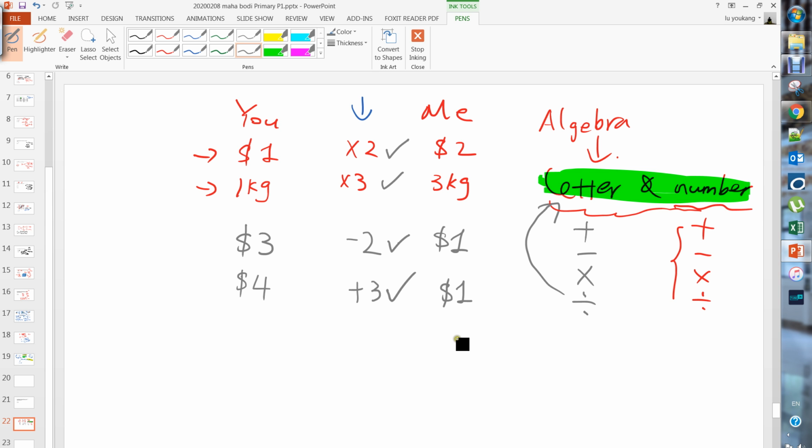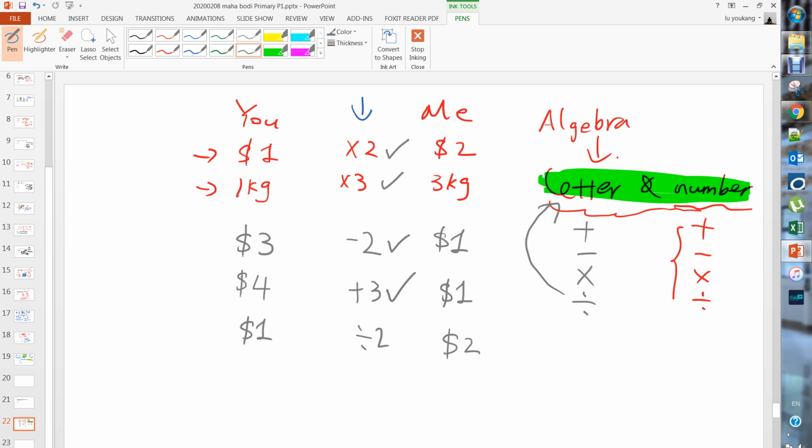Next, I have $2, and you have half the amount of me. So what do you do? Division. Divide by 2. So you have $1. How do you get 1? 2 divided by 2. Very good.